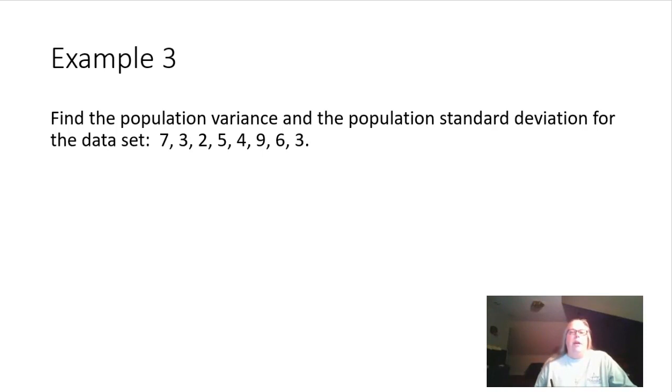Example 3. Find the population variance and the population standard deviation for the data set 7, 3, 2, 5, 4, 9, 3. Alright, we need to know what the mean is for our population. And it is a population, so this time we're going to be dividing by n instead of dividing by n minus 1. Let's see, n is equal to 1, 2, 3, 4, 5, 6, 7, 8.